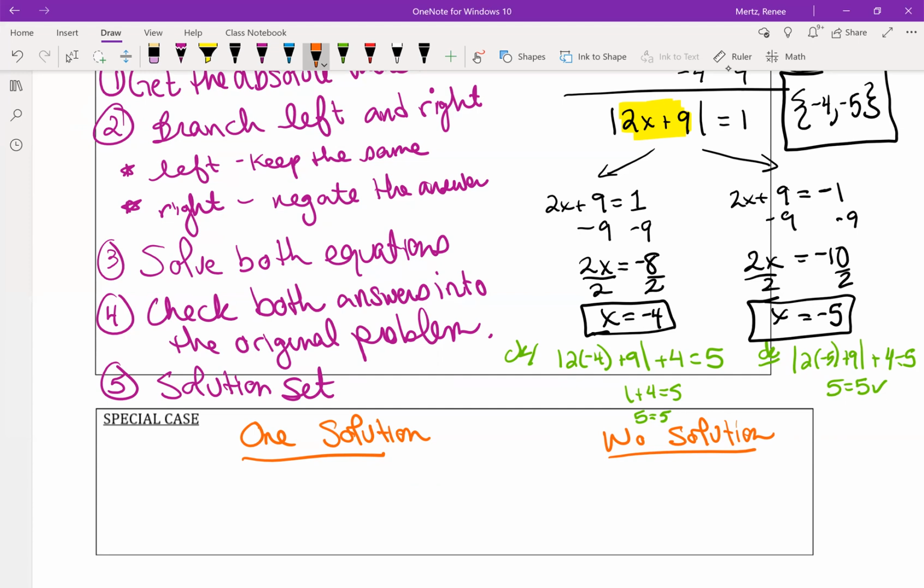Good. So one solution is going to occur when the absolute value is equal to 0. So one solution happens when the absolute value equals 0. That just means we can't do a positive answer and a negative answer. No solution happens when, what can't an absolute value ever equal? So an absolute value can never equal a negative number. So that will never happen where it equals a negative number. So this one is no solution.